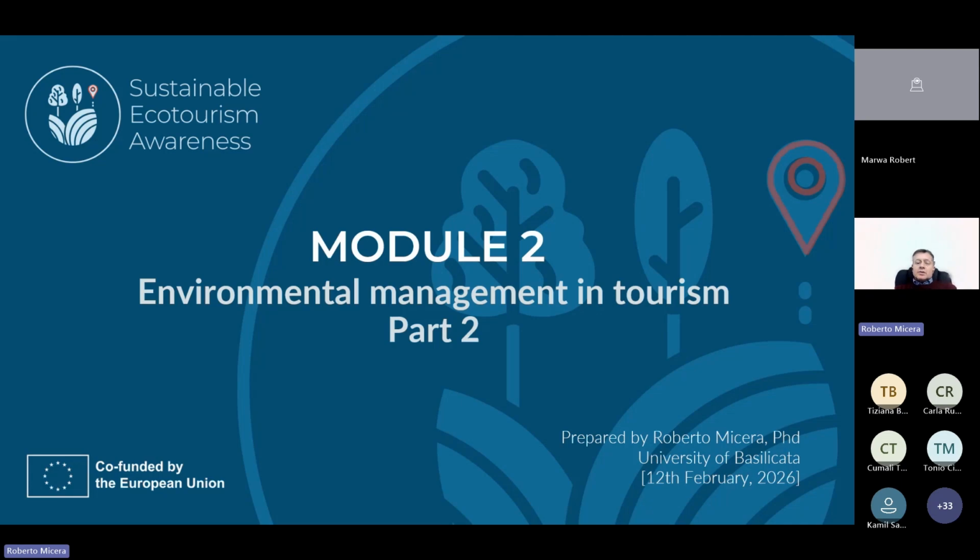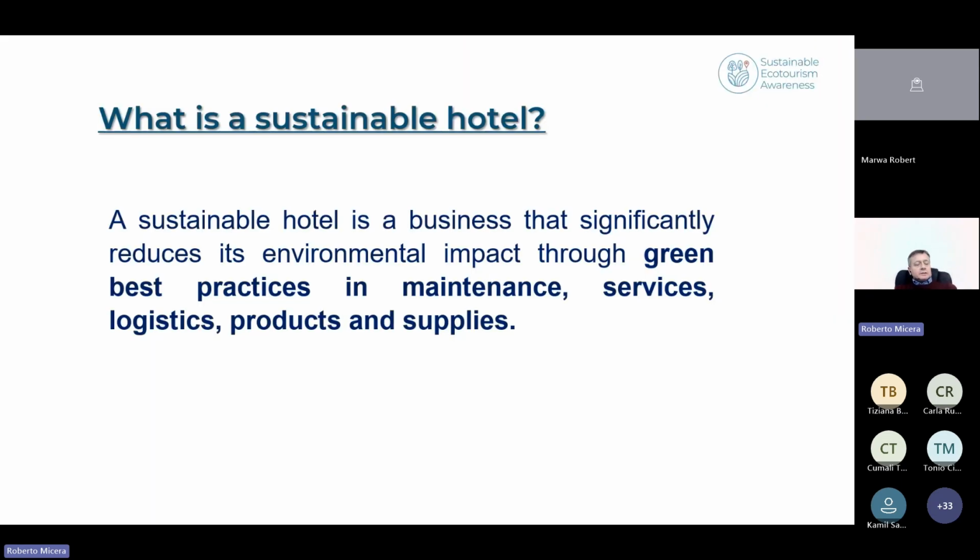We will continue the lesson, considering the focus on the accent. Focus the attention on applying the concept of sustainability in the hotel.